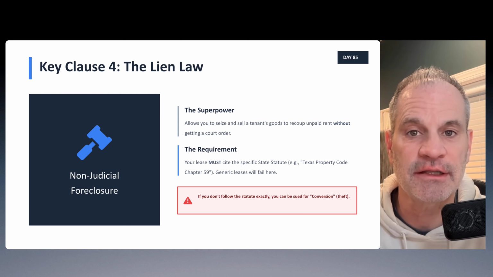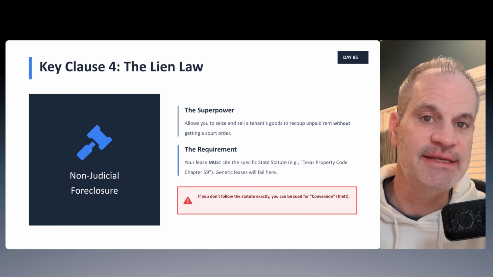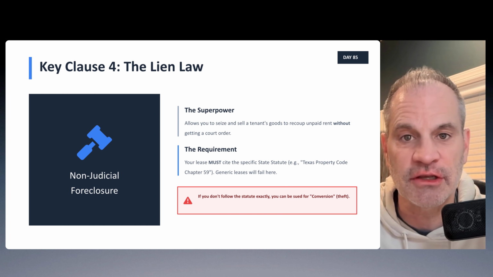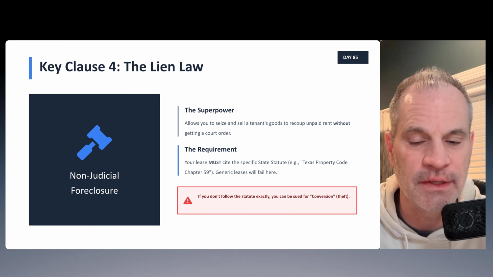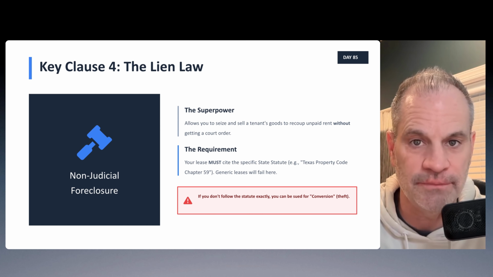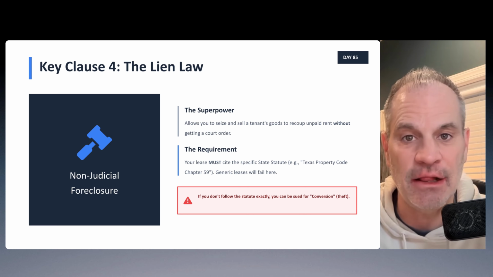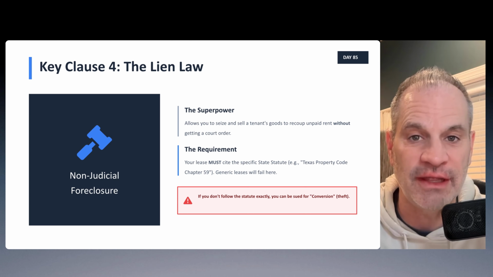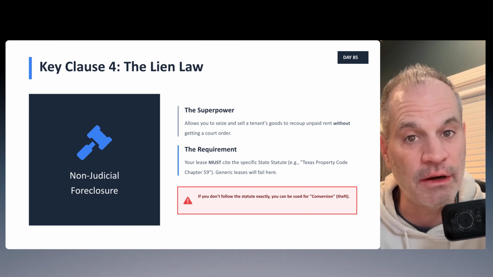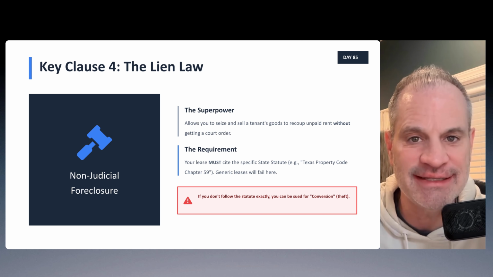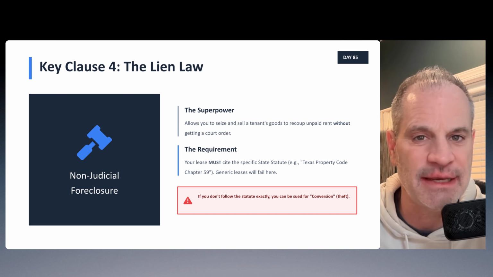All right, now let's look at how the tenant lease dictates what we can and can't do with lien laws. Because the lien law is your single most powerful tool as a self-storage owner. This is the clause that gives you the superpower of non-judicial foreclosure. It lets you seize and sell a tenant's goods to recoup any unpaid rent without ever stepping foot inside a courtroom. But this power comes with a strict requirement. Your lease must specifically cite the exact state statute for self-storage liens. I'm going to say it again.